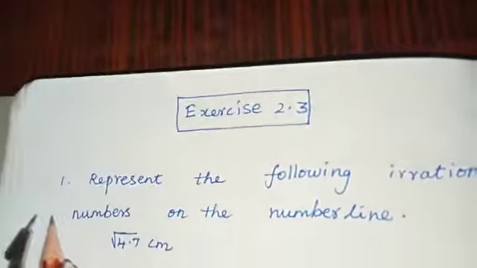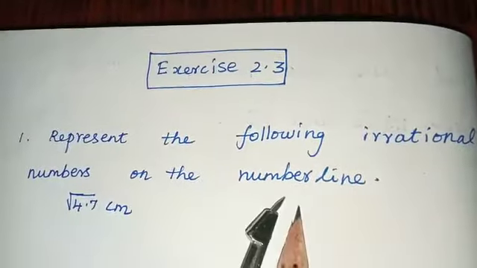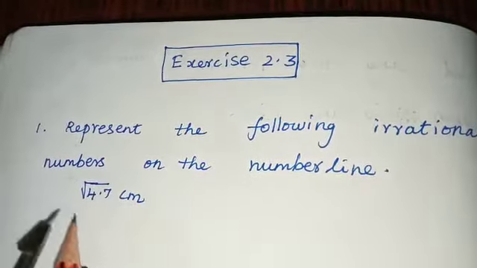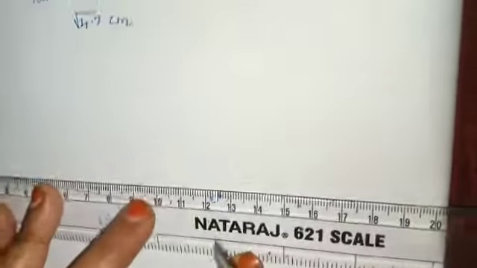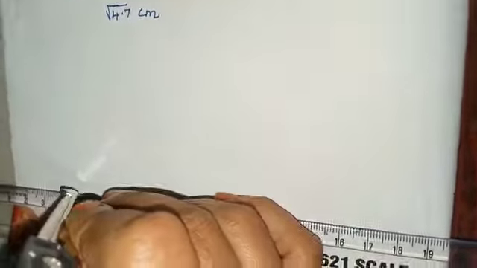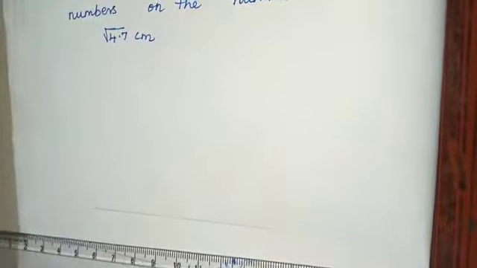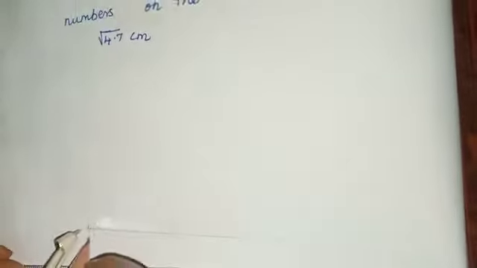Exercise 2.3. First question. Represent the following irrational number on the number line: root 4.7 centimeter. We represent this root 4.7 centimeter on a number line. Here are the steps. First draw a line segment of approximately 9 or 10 centimeter. Then mark a point A on it.